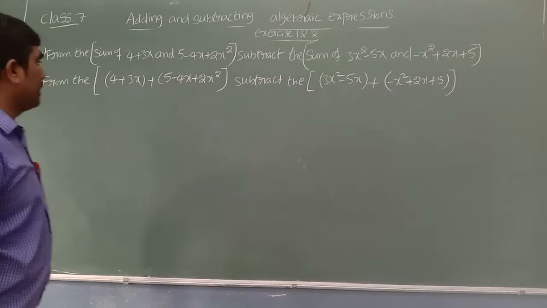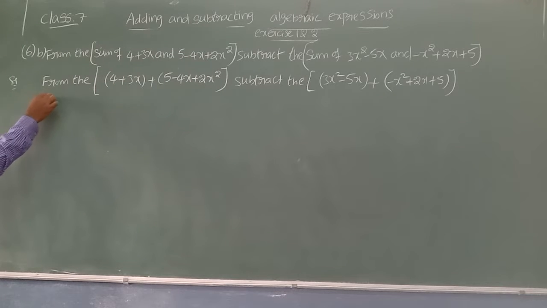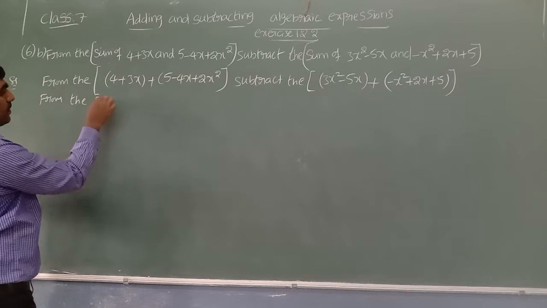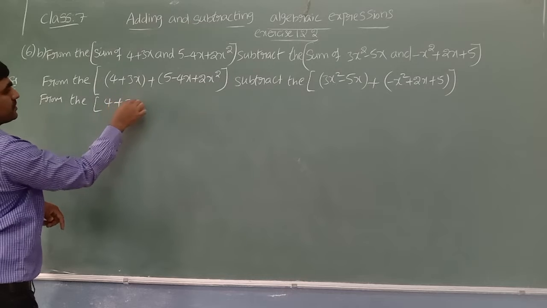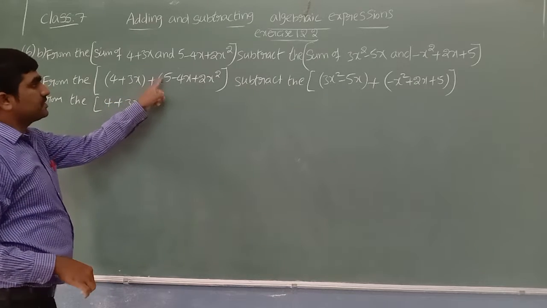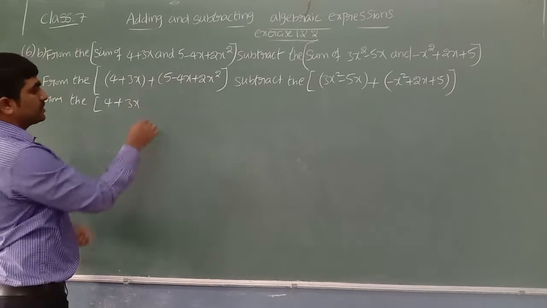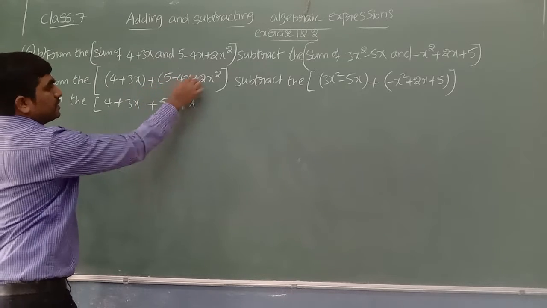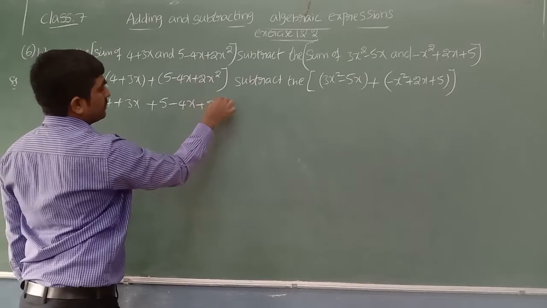You can simplify the part. We need to open the bracket. If it is very simple, you can multiply. Here there is no symbol, so directly open: 4 plus 3x. Now this symbol, multiply each and every term inside the bracket. Plus into plus, plus 5. Plus into minus, minus 4x. Plus into plus, plus 2x square.